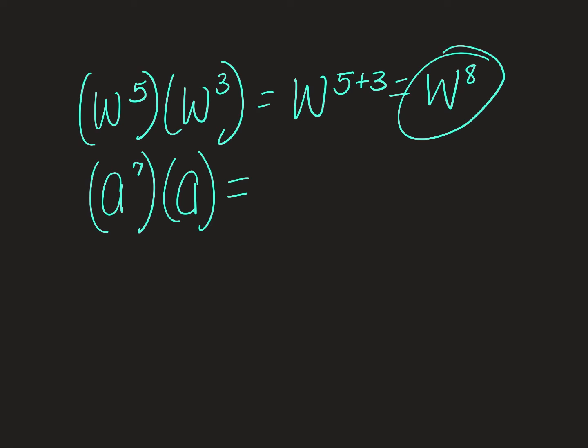What would your answer be? Who said 8? Anybody? There's always an invisible 1 right here. If you don't have anything there, there's an invisible 1, okay? So that would be a to the 7 plus 1, which is a to the 8th power.